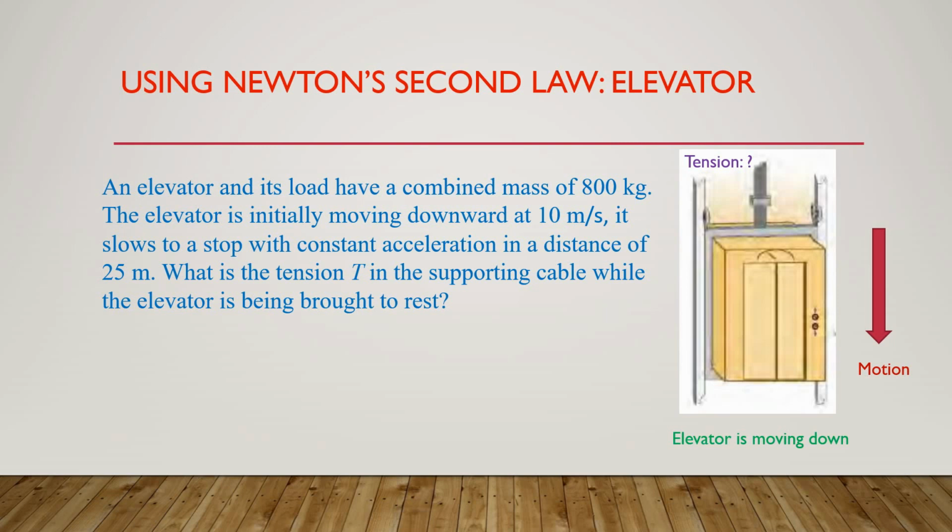It slows down and stops. It means that its final velocity becomes zero with constant acceleration and it covers a distance of 25 meters. We have to find the tension T in the supporting cable.